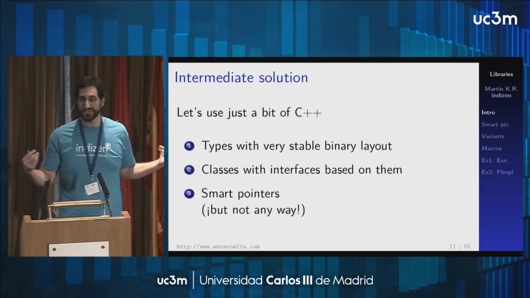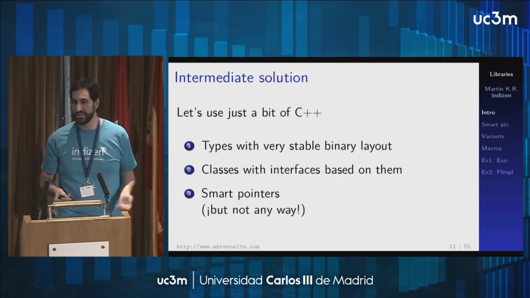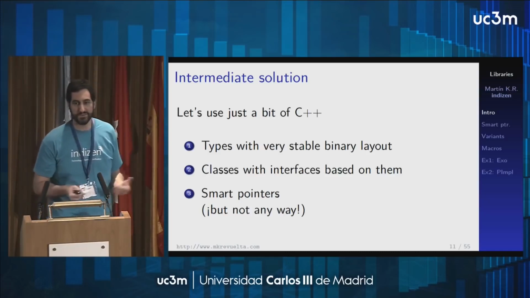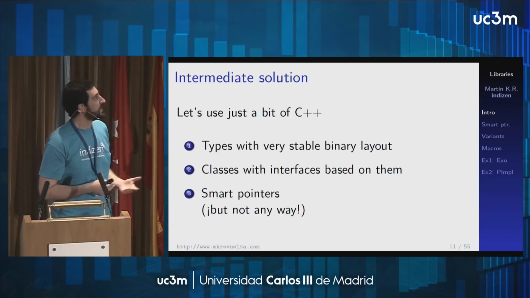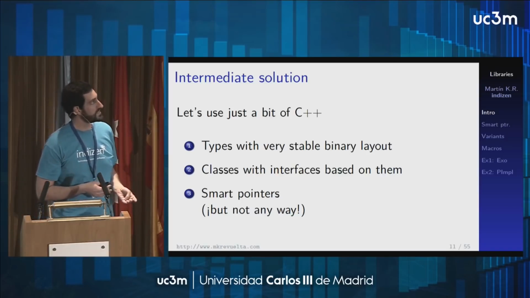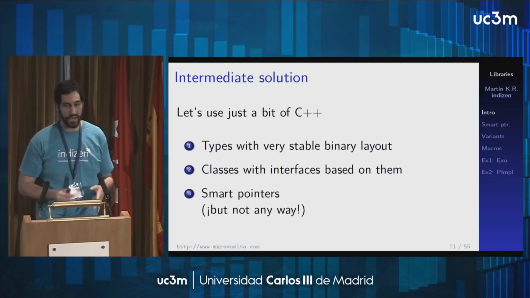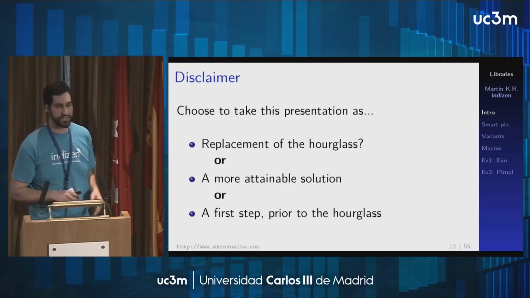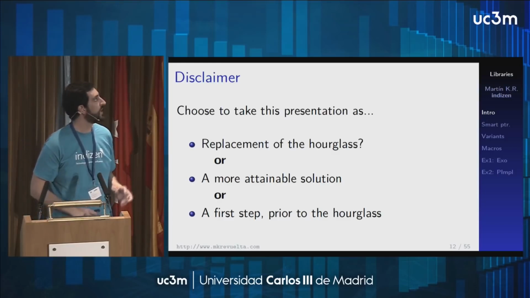Let's come out of the closet and start using C++ on interfaces as well, not only in our implementations, because otherwise this doesn't scale. We cannot compete with other languages. We should use C++. Which parts of C++? Well, we can base our interfaces in very stable binary types, and we'll see. And we can use smart pointers, not in any way, but we can use some smart pointers.